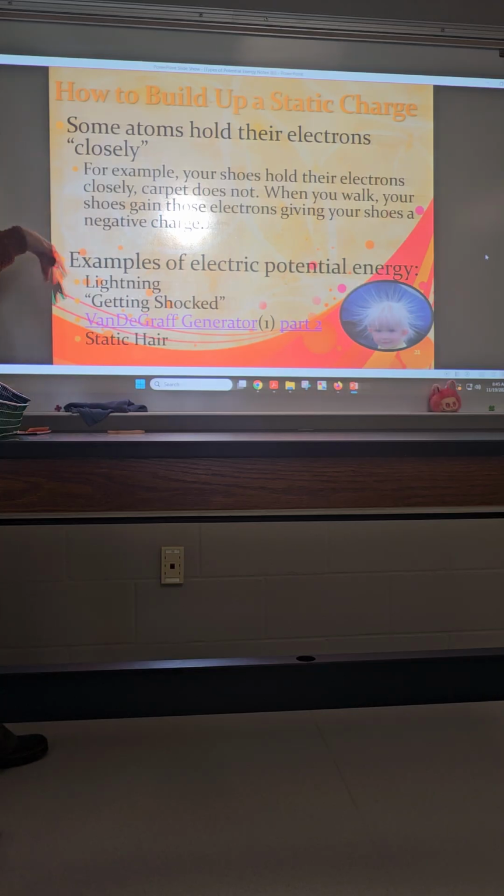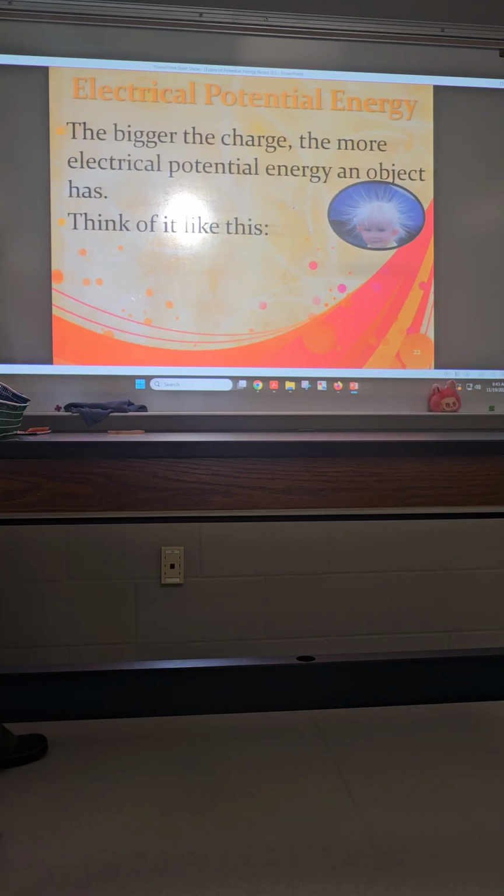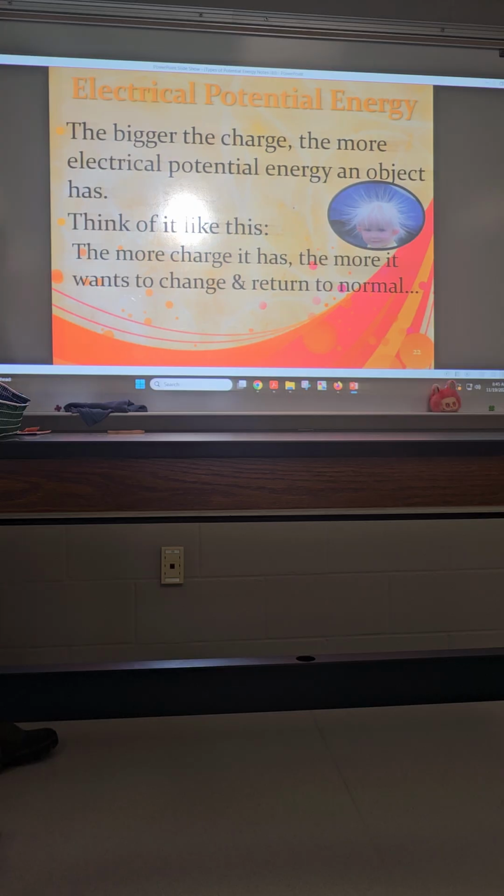Okay, so all of this is pretty much not new information. What we're going to do now is add in the potential part. So the bigger the charge, the more electrical potential an object has. And again, it's following our theme. The more it is away from its normal, the more it wants to get back to normal. So you can think of it like this. The more charge it has, the more it wants to change and return to normal.